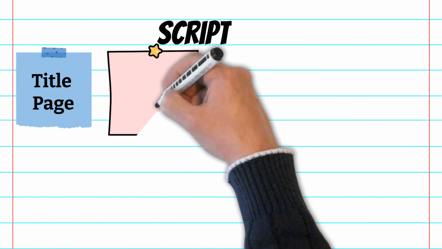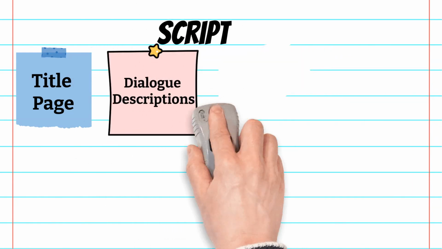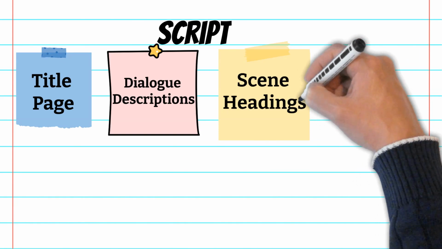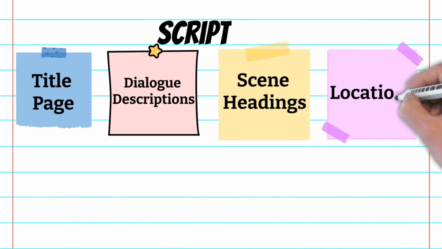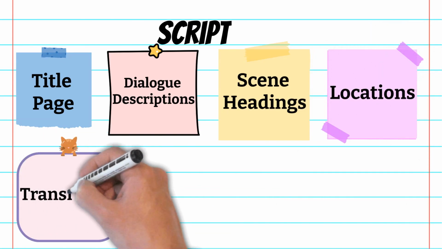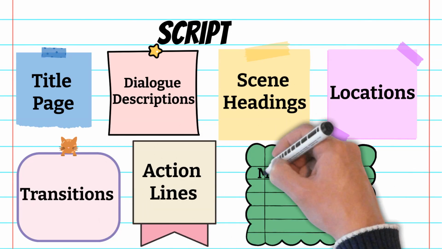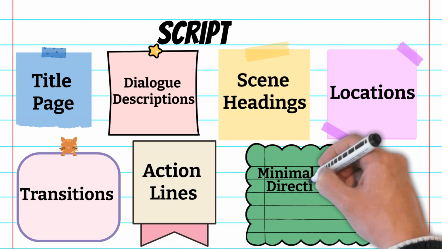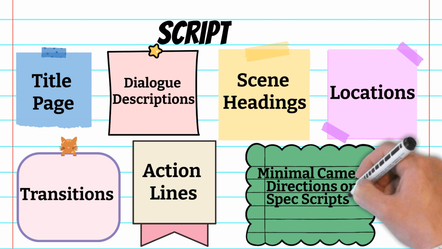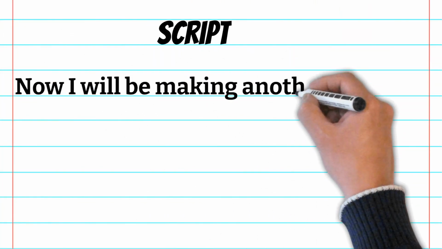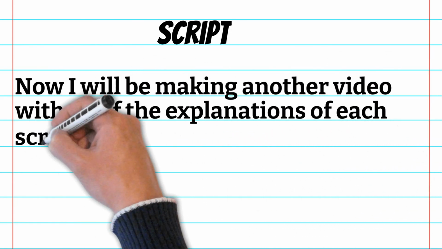You're going to be adding the title page. You're going to have the dialogue descriptions, which could be like quietly or stuff like that. The scene headings, locations, because that's one of the biggest ones, transitions, action lines, minimal camera directions on spec scripts. And like I said previously, I'm going to be making another video which will have the explanations of each of these script elements.